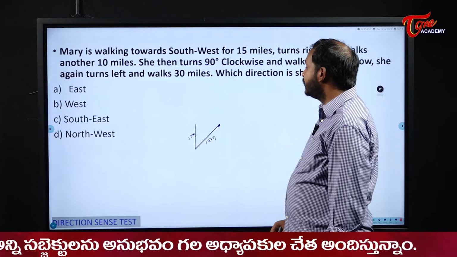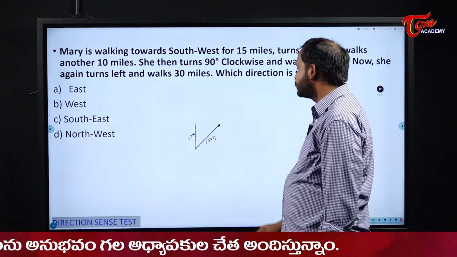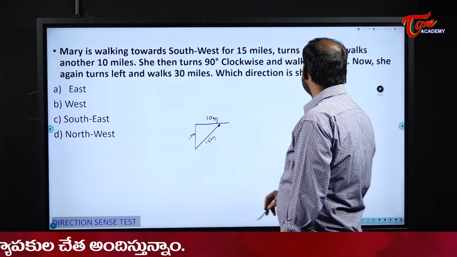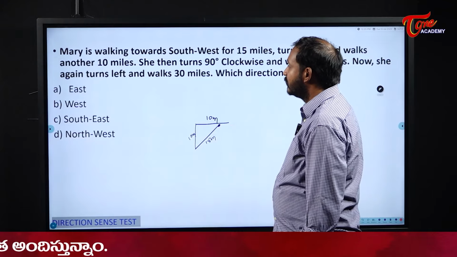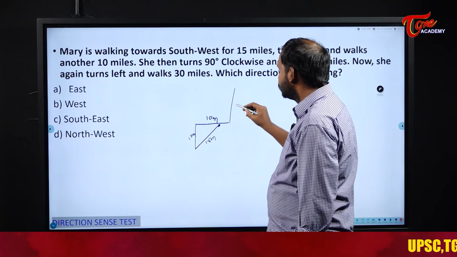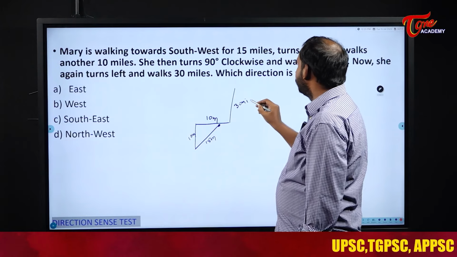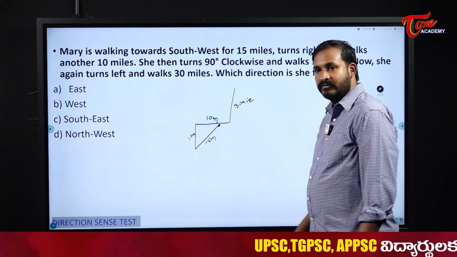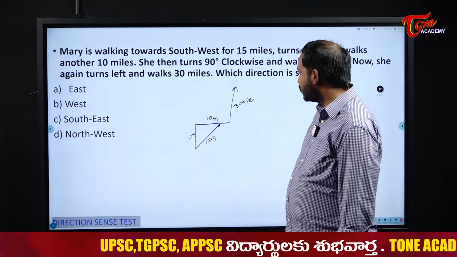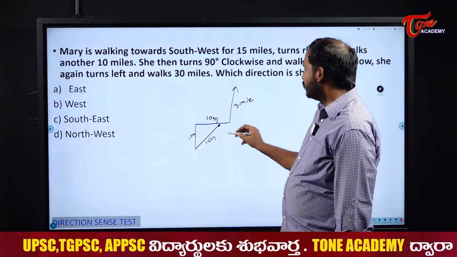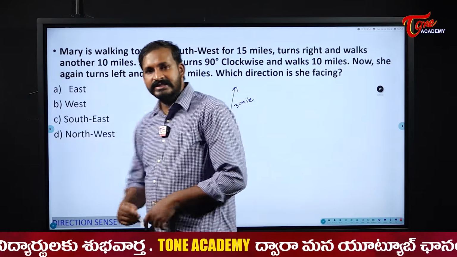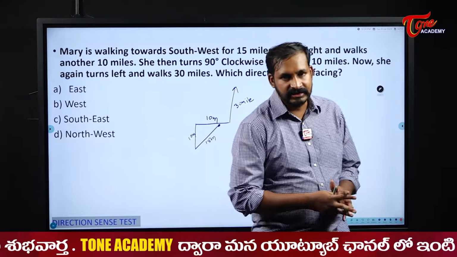She turns 90 degrees clockwise and walks 10 miles. Now she again turns left and walks 30 miles. Which direction is she facing now, students? Which direction? She is facing which direction? Again turn left and walks 30 miles. Okay. Is this a correct one for us?